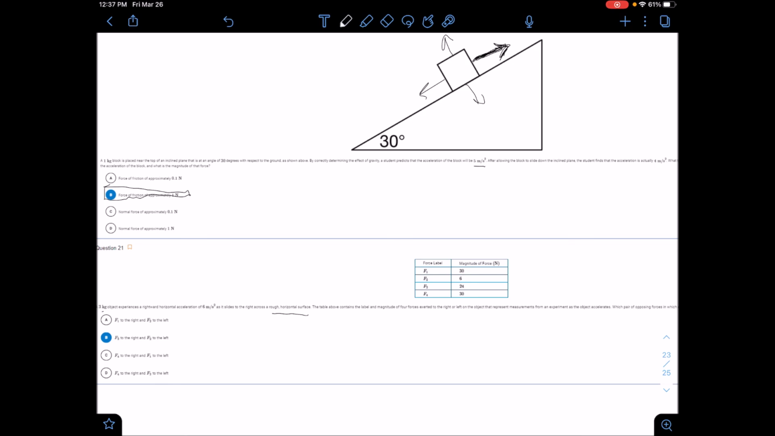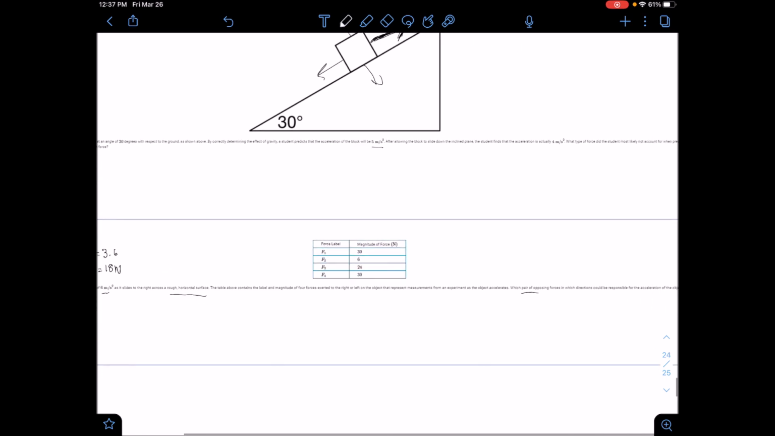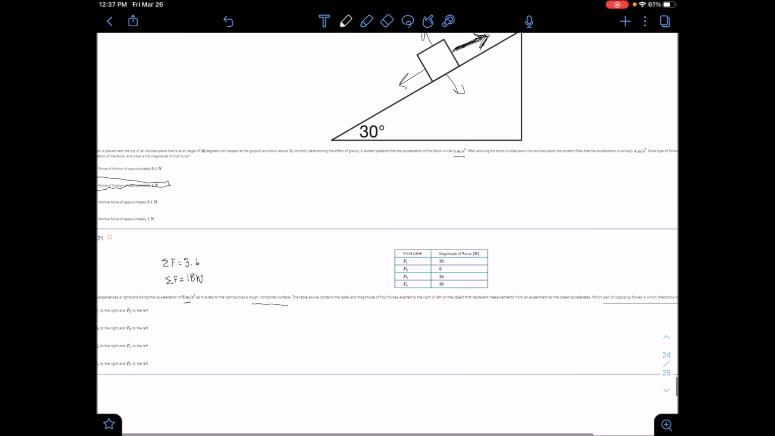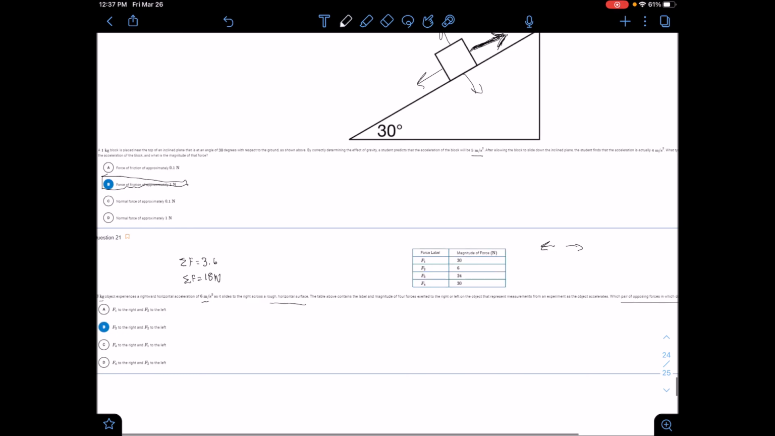Alright, so it's a 3 kilogram object and a horizontal acceleration of 6 meters per second squared. We can tell that the net force should be equal to 3 times 6. Net force will be equal to 18 newtons. Now it's asking which pair of opposing forces in which direction could be responsible for the acceleration of the object. If the two forces are going in opposite directions, that means you have to subtract them. So the question is, subtracting which two forces is equal to 18 newtons.